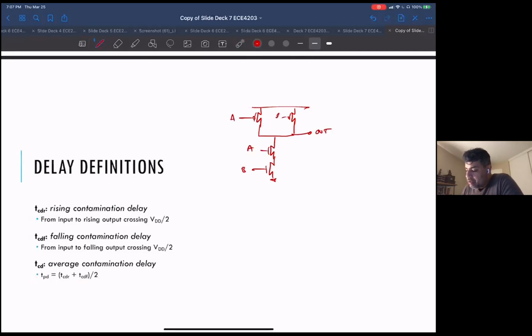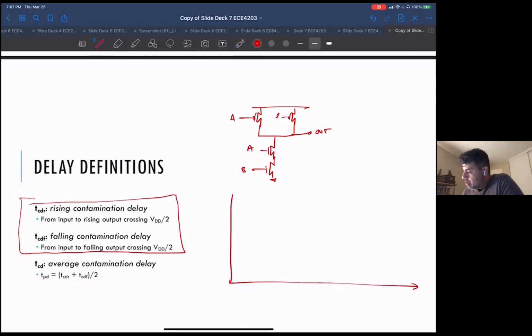Okay, you'll have something also called the contamination delay. Okay, well, what does that mean? Okay, so let's say I draw time here, and my input is doing something. So let's say I have the same kind of thing. So I'm just going to plot the output. So this is going down, then it's going up.